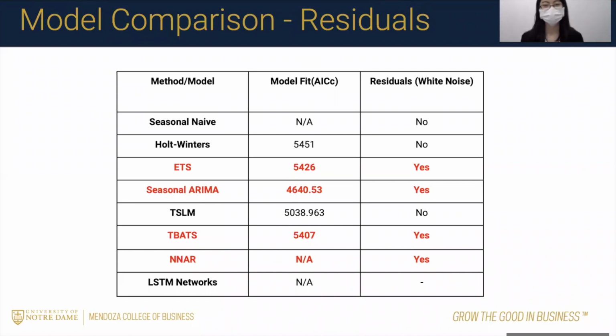In our last step, we evaluate all our models against seasonal naive from the benchmark category. A model first needs to pass the white noise test of residuals. So you'll see from this table here, ETS, seasonal ARIMA, TBATS, and NNAR passed the white noise check.